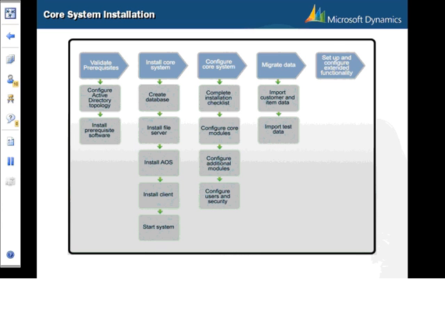Next, after the installation is complete, we will have to configure the core system. The configuration of the core system includes complete installation checklist, configure core modules, configure additional modules, and configure users and security. After configuration is finished, we will have to migrate the data to have the data in the system. And it includes import customer and item data and import test data. And after the migration is complete, we can set up and configure extended functionality if it is needed.